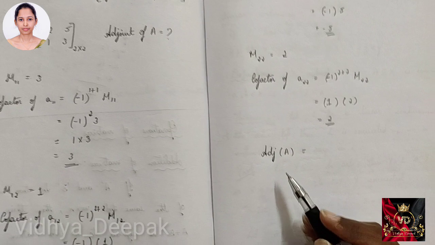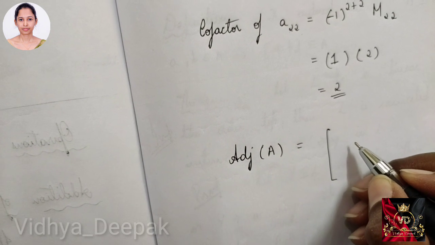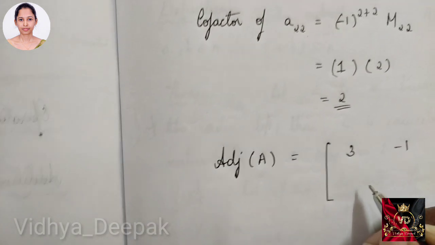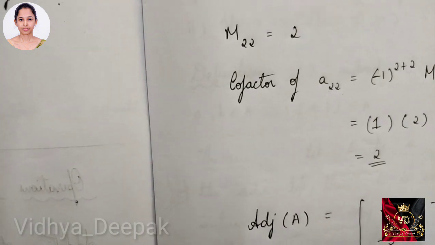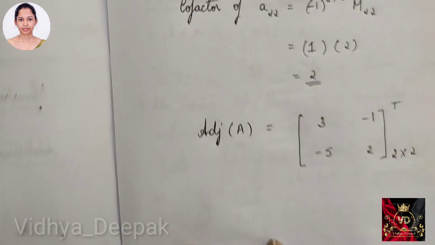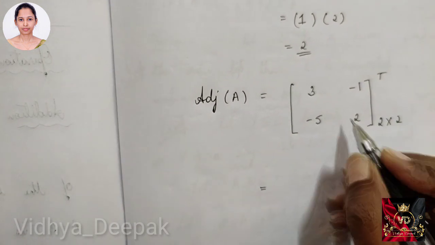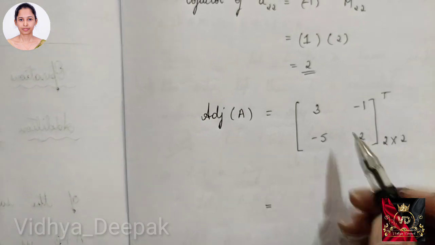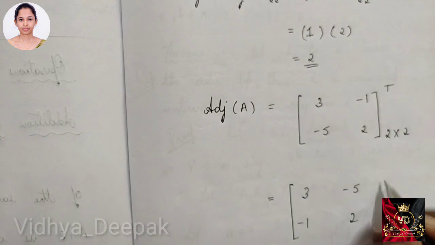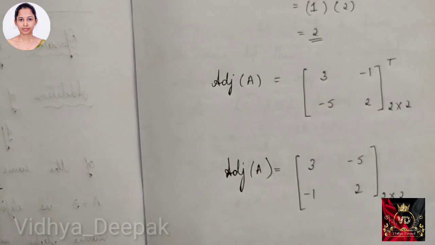So now the adjoint of A is the transpose of the cofactor matrix. The cofactor of A11 is 3, the cofactor of A12 is minus 1, the cofactor of A21 is minus 5, and the cofactor of A22 is 2. This is a 2 cross 2 matrix. You have to find the transpose of this. You can represent it as T or a dash. What is the transpose? Row changes to column and column changes to row. So 3 and minus 5 becomes the first column, and minus 1 and 2 becomes the next column. This is the transpose, and this is nothing but the adjoint of A.